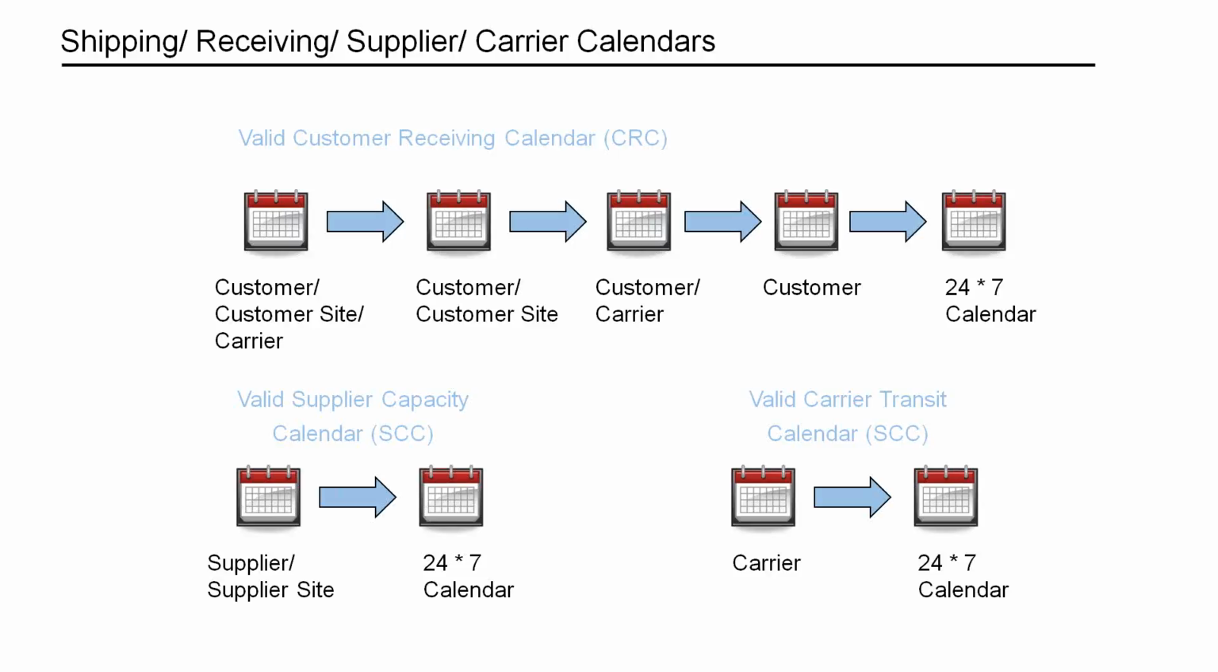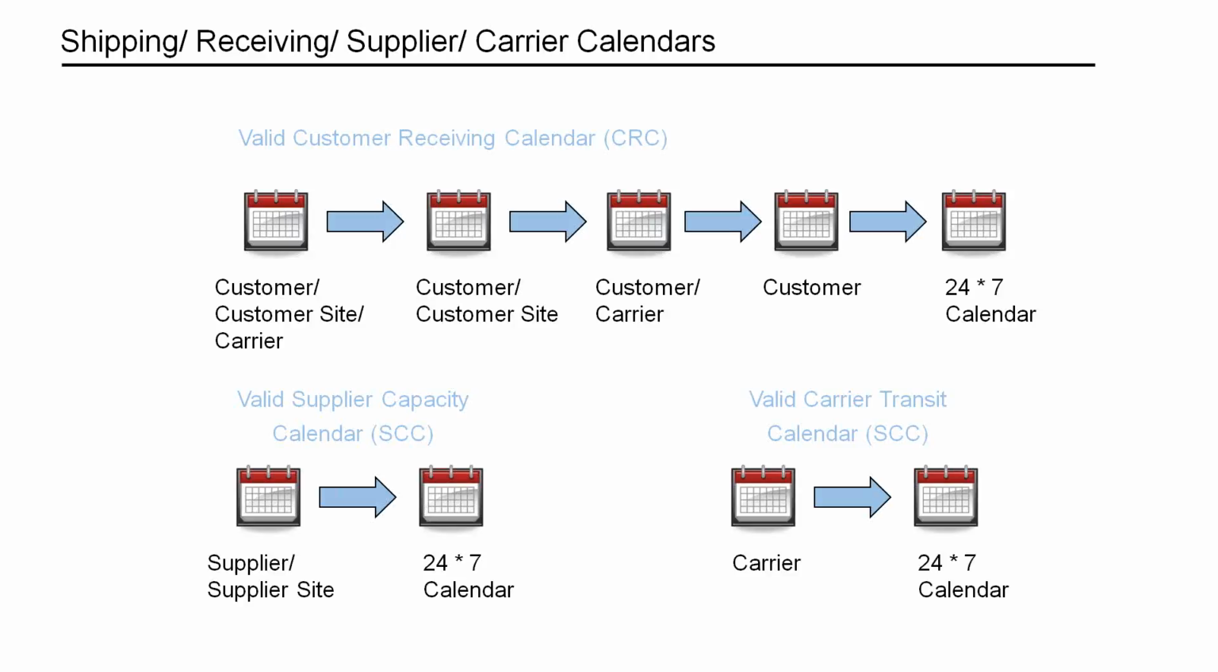It will consider ultimately all the calendars. It will consider all the calendars, but the only thing is in which order. If you set all these, what is the priority the system will pick? That is what it is showing by the arrow marks. The first priority will go to the customer site and carrier, then it will go to the customer site, then customer carrier, then customer, then 24/7 calendar. So this is the priority. I got it now. Yes.